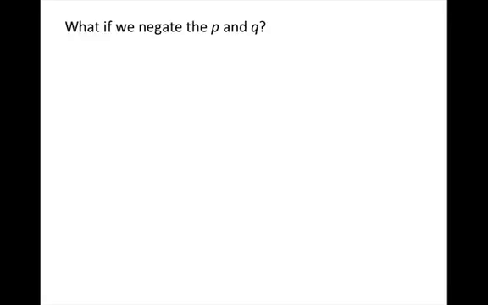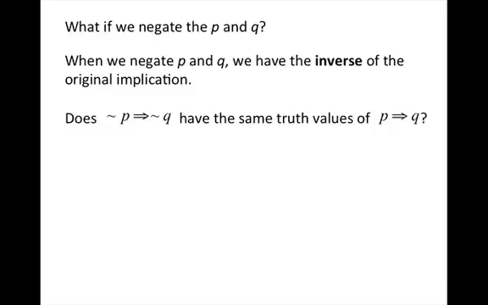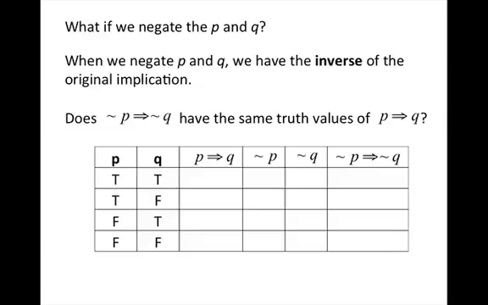Well, what if we negate the P and the Q? When we negate P and Q, we have the inverse of the original implication. And so I want to know, does the inverse, not P implies not Q, have the same truth values as P implies Q? So let's look at a truth table for this.